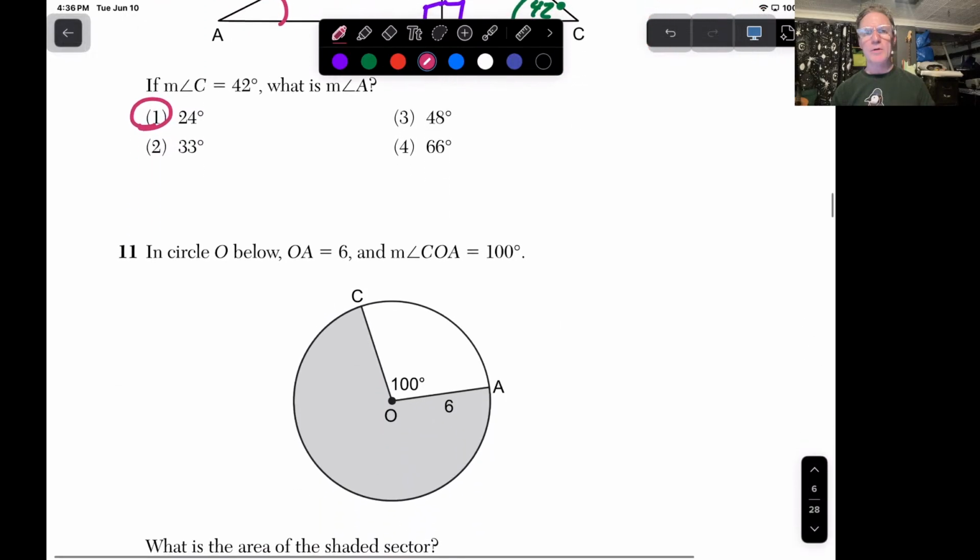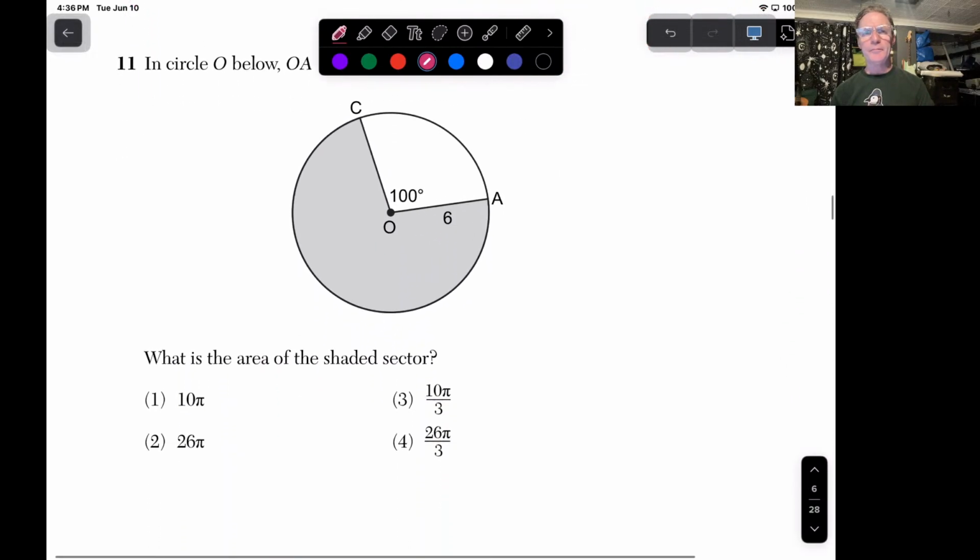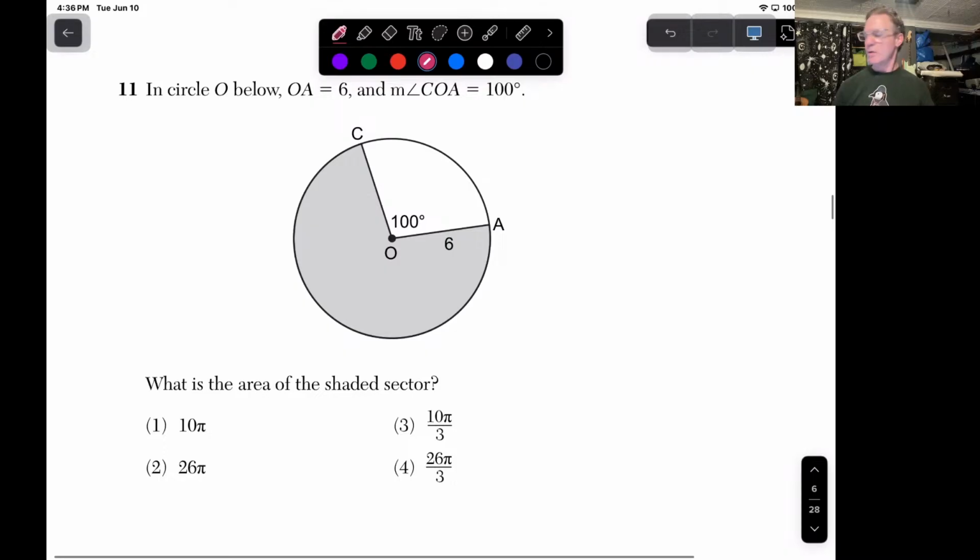On to number 11. Another circle question. Yeah, actually, I remember when this test came out, I was like, whoa, there were a lot of circles. I mean, on the new Regents exam, it said it's going to be up to like 8% of the test is going to be circles.